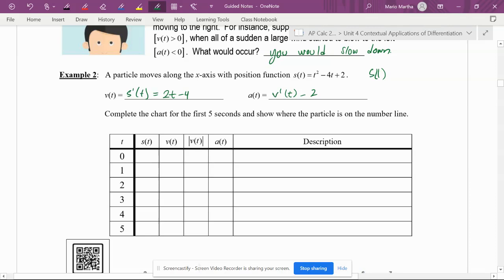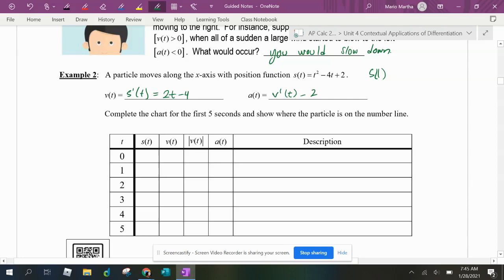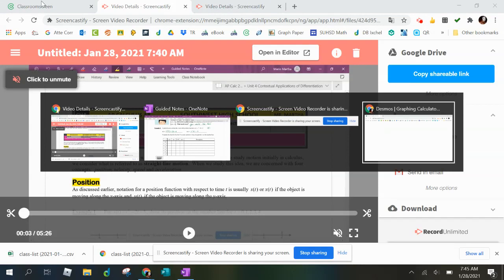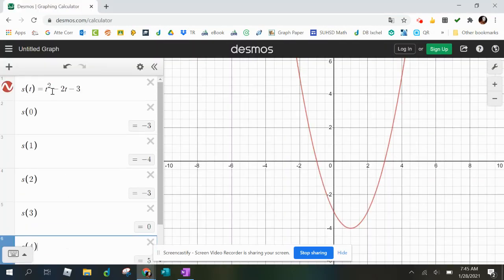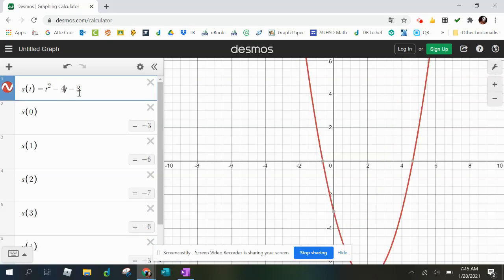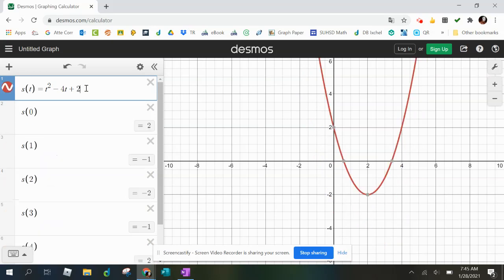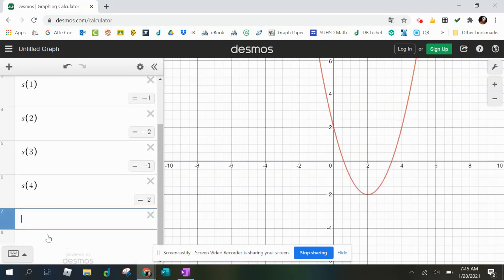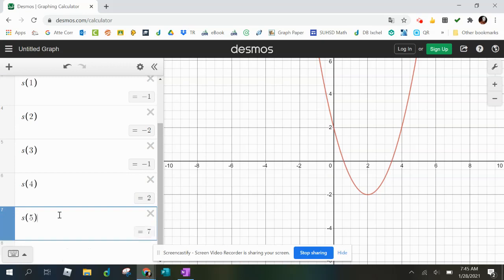Now again, you guys can do this on Desmos. There's no harm in that. All right. So if you guys go ahead and change the other function that you had already in there: t squared minus 4t plus 2. And then I have the same values right there. So 2, negative 1, right? So you have all those numbers. I'm just missing one more. I'm just missing s of 5 now.